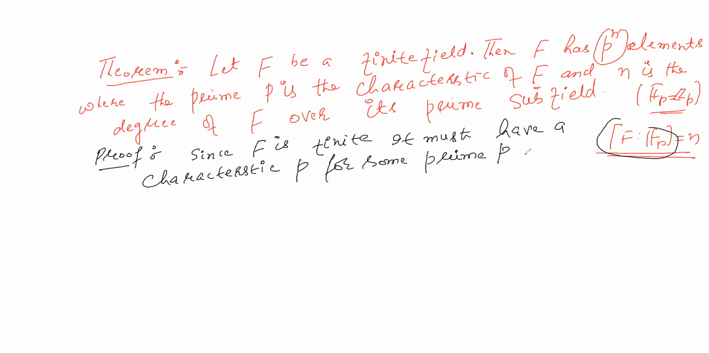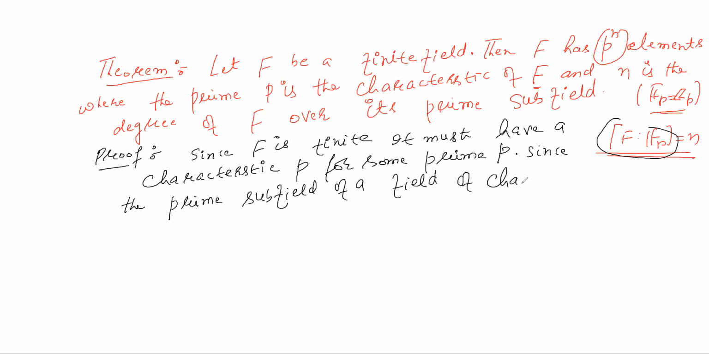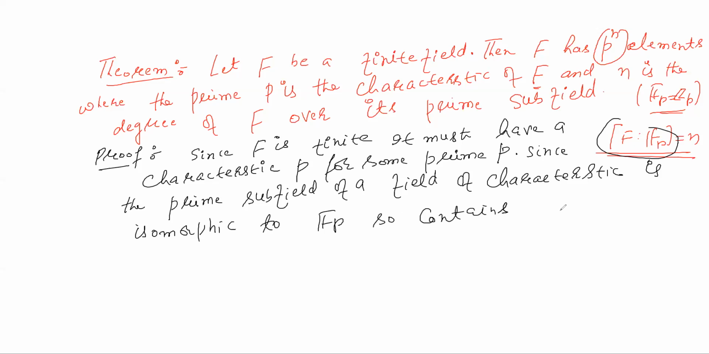Since the prime subfield of a field of characteristic p is isomorphic to Fp, it must have p number of elements. So it contains p elements.